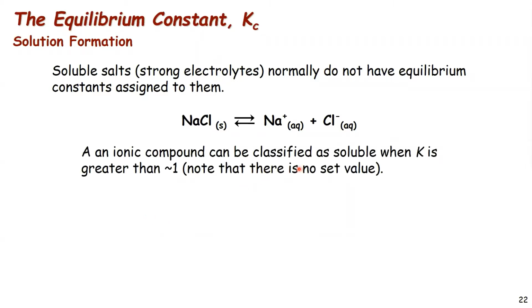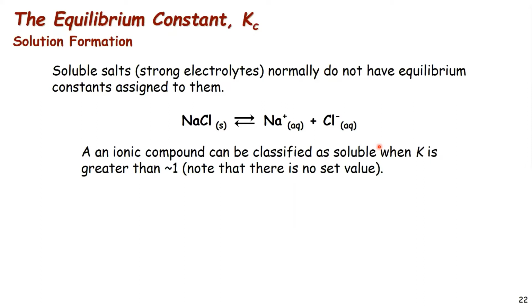So an ionic compound can be classified as soluble when its K value is greater than 1. Now, this is fuzzy. This is not a set value, okay? Sometimes, for example, we call calcium hydroxide a strong base. The reality is the K value for calcium hydroxide is about 10 to the negative 2. But it's still very close to 1 that we call calcium hydroxide a strong base. So again, this thing is fuzzy.